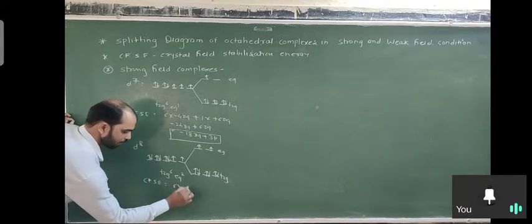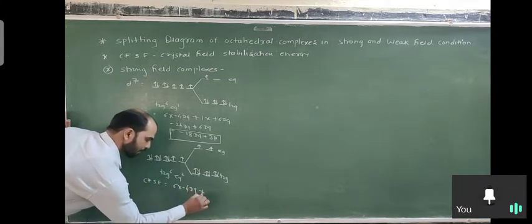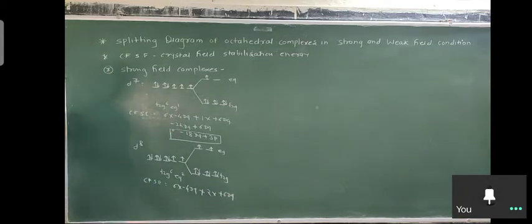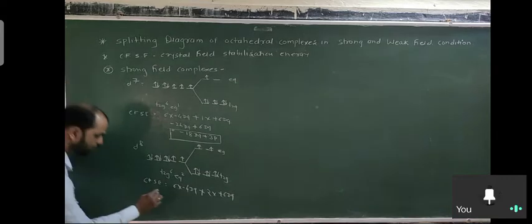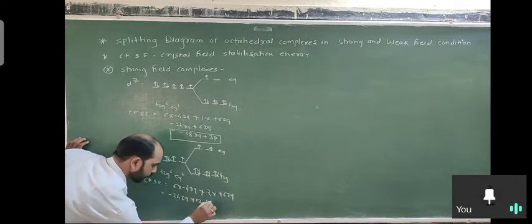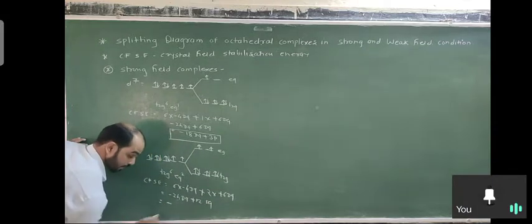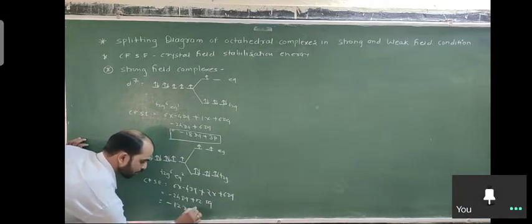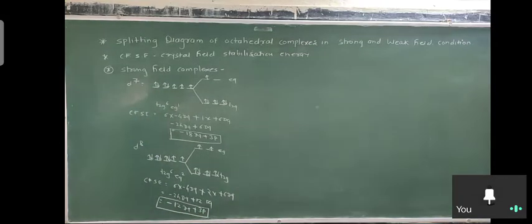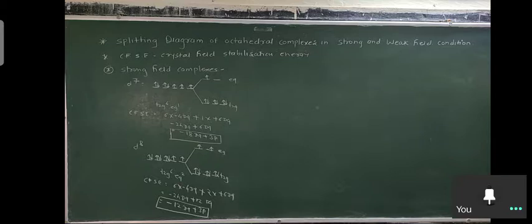6 into minus 4 dq plus 2 into plus 6 dq. So, minus 24 dq plus 12 dq. The answer is minus 12 dq plus how many pairs? 3 pairs. How many pairs? 3 pairs. Okay.